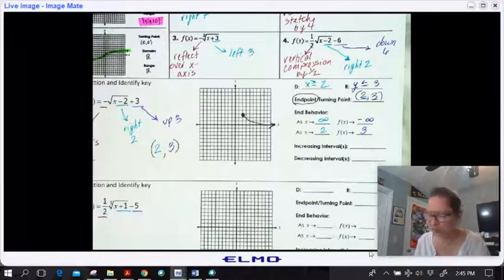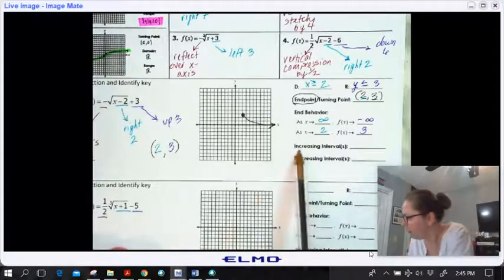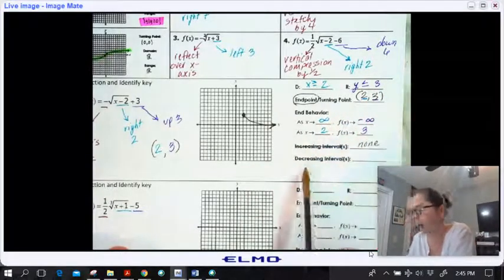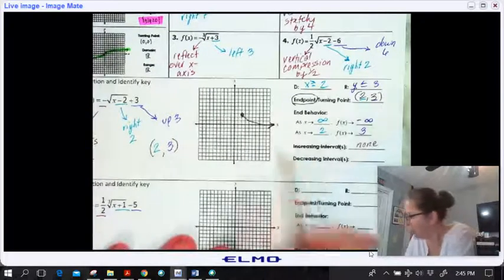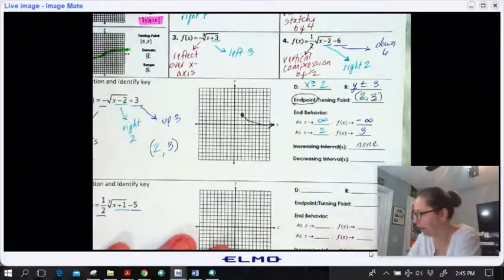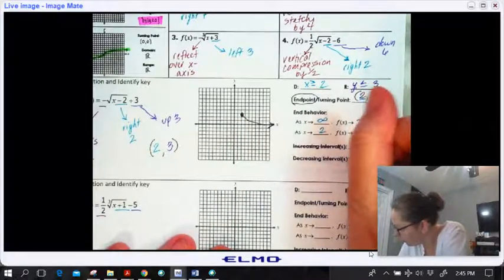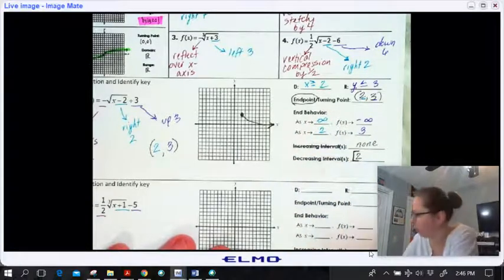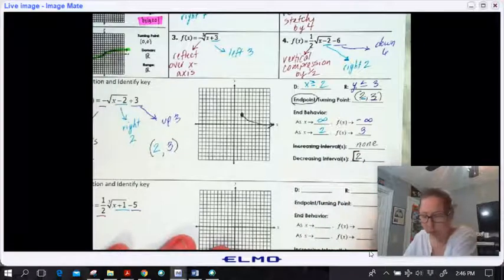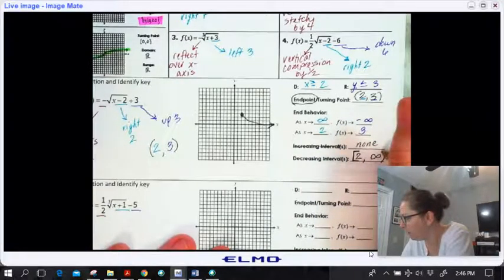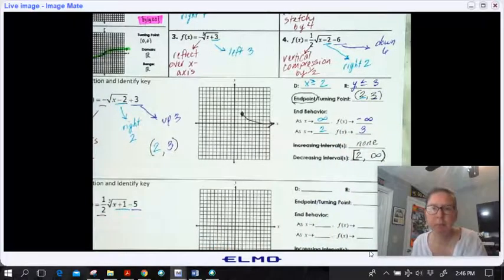All right, and so increasing intervals. We've never really talked about interval notation before, so I'm just going to introduce it. This one is actually going down, so there is no increasing interval, but there is a decreasing interval. It is starting at 2, and I'm going to use a nice rigid bracket here because it is a definite stopping point. Then a comma, and it moves on to infinity. On this side, I'm going to use a soft parenthesis because there is no definitive stopping point. This is how we do interval notation.